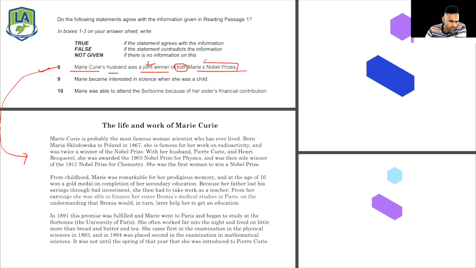Nobel Prize also, you cannot have any other word for this. This is a proper noun. Let's locate Nobel Prize. Where is Nobel Prize? Nobel Prize. Nobel Prize. Where's husband? Husband. So somewhere information is here.